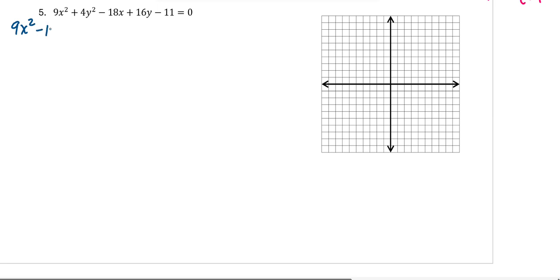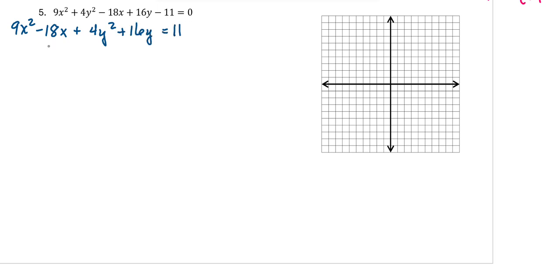9x squared minus 18x plus 4y squared plus 16y is equal to, add the 11 to the other side. Now let's set it up for our completing the square process. Factor out the 9. Negative 18 divided by 9 is negative 2. And then don't forget, we're going to add something to that.